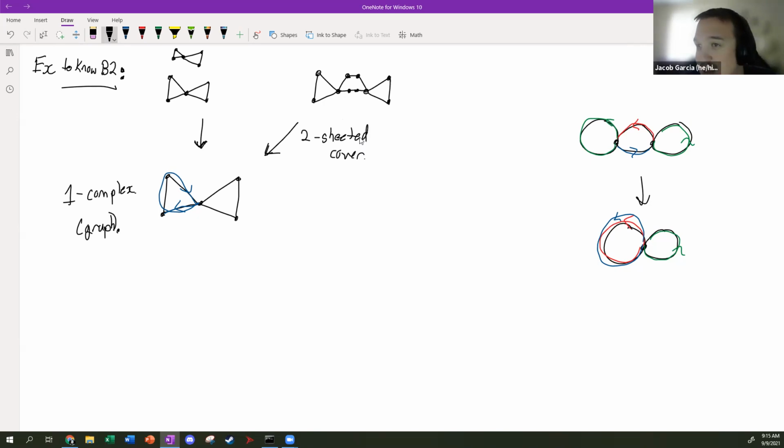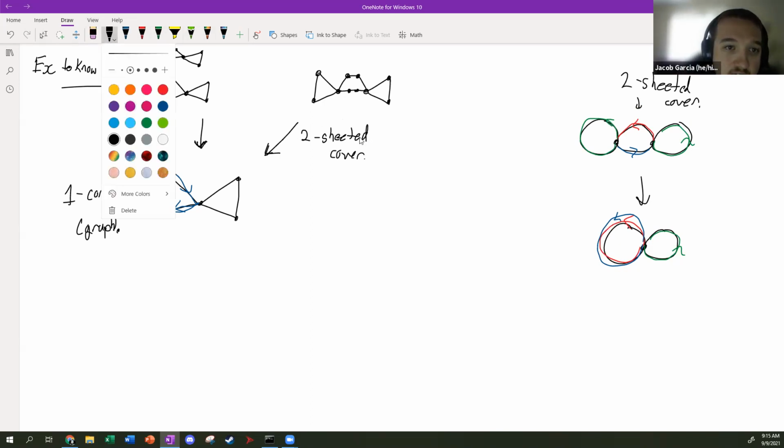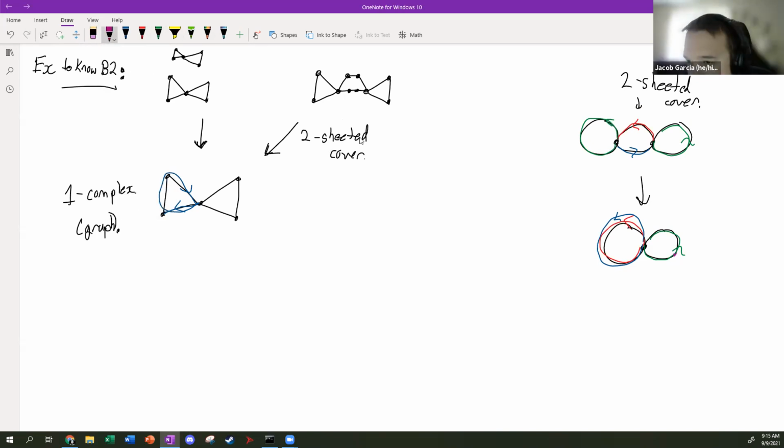In the same sense that this was a two-sheeted cover. Right. Every point downstairs, let's take a new fun color, let's say purple, contains a neighborhood such that the preimage of that neighborhood is two disjoint pancakes. Right. Maybe instead of calling this a two-sheeted cover, we should call this like a two-pancake cover.